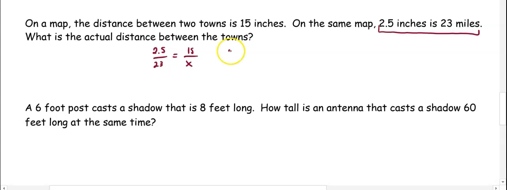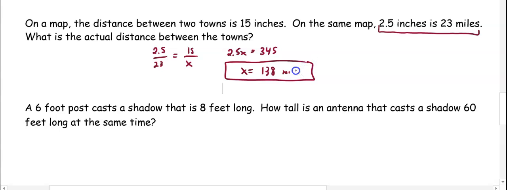So when we cross multiply, we get 2.5x is equal to 345. When we divide, we get x equals 138 miles.